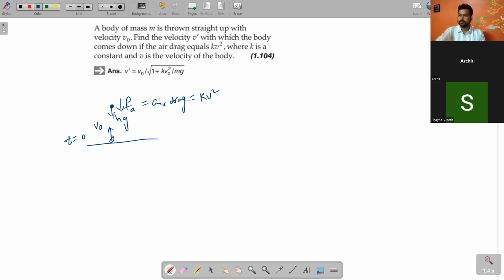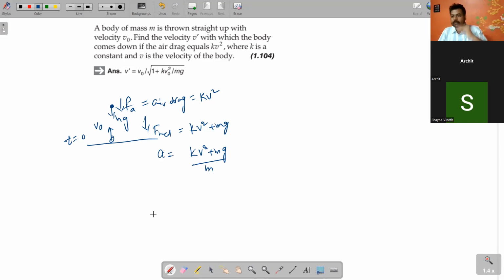So when ball is going up, drag will act downward. Now in this case, you can see that mg and drag both act downward. So the net force will be air drag, that is kv square plus mg. Of course, this ball will go up to some height and it will stop because it is retarding with time. So the acceleration is kv square plus mg, net force upon m.